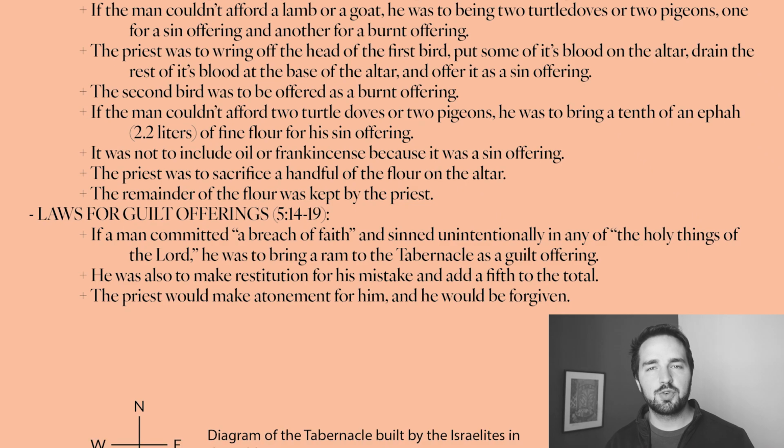And then in our second section, verses 14 through 19, laws for guilt offerings. So if a man committed a breach of faith and sinned unintentionally in any of, quote, the holy things of the Lord, he was to bring a ram to the tabernacle as a guilt offering, or as we mentioned, a male sheep. It can be difficult to distinguish the difference between the sin offering and the guilt offering. We'll get more clarity as we go throughout the book of Leviticus, but notice here, this is sin regarding a breach of faith or an offense against the holy things of the Lord. So this man was not only to bring his ram, but he was also to make restitution for whatever mistake he had made, any damages that he had caused, and he was to add a 1/5 to the total when he paid that restitution. The priest would then make atonement for his sin, and he would be forgiven.